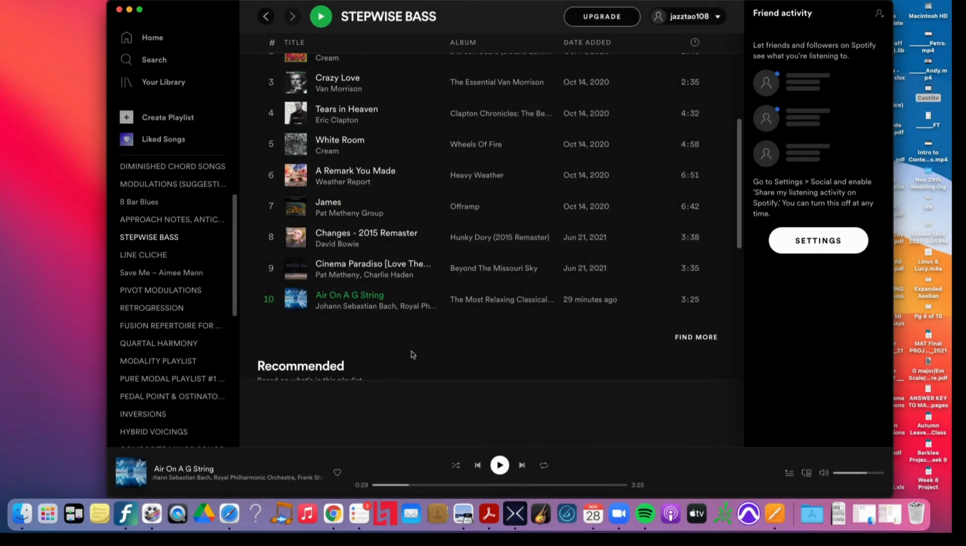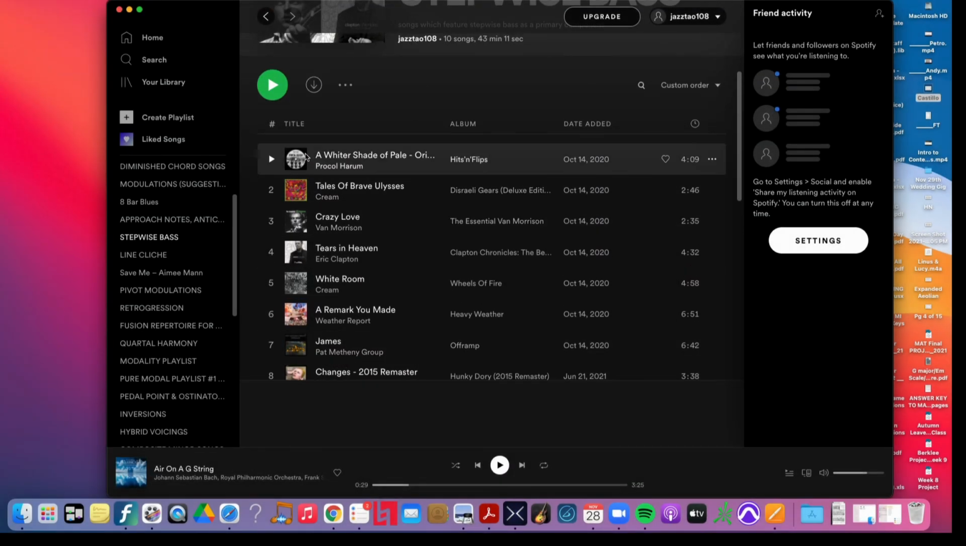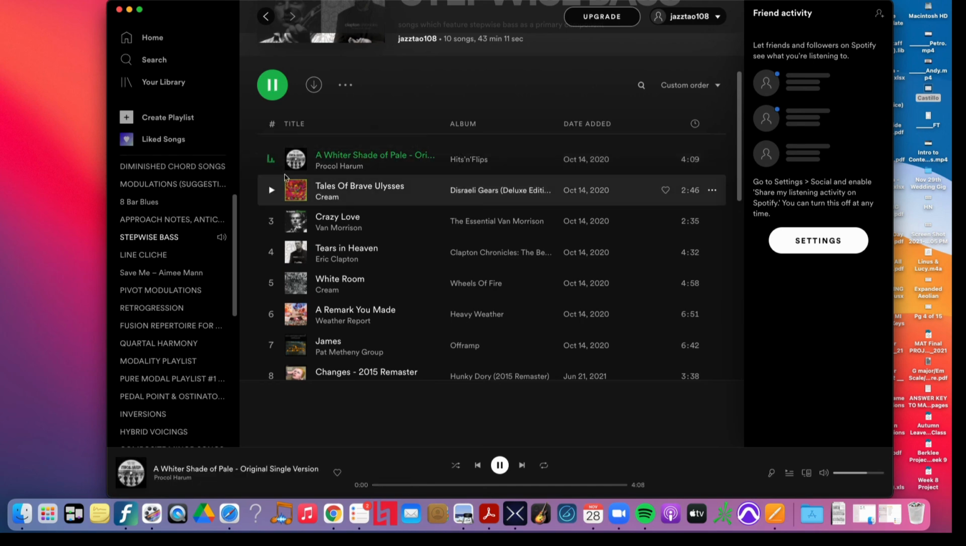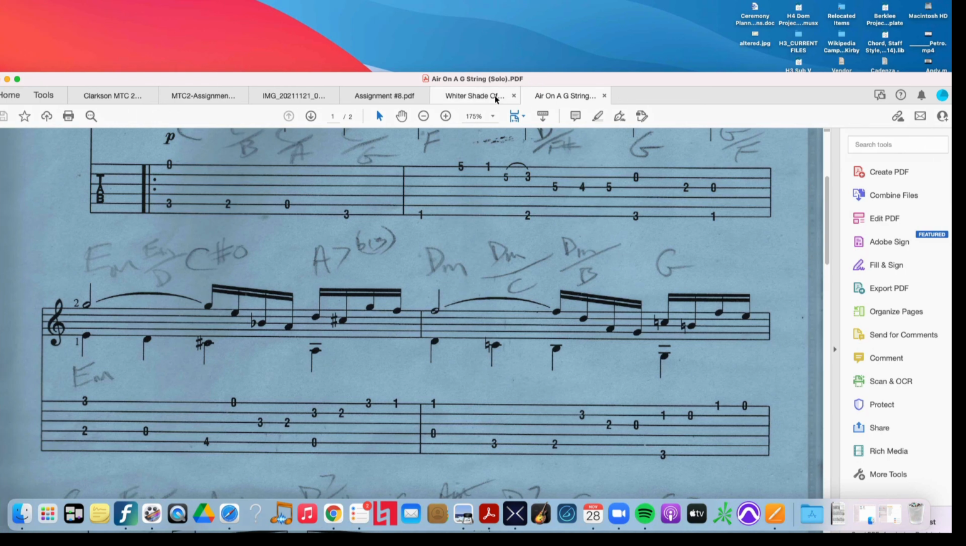So you can hear the power of that stepwise bass. Here's a classic rock song that is very inspired by the music of Bach, based on the music of Bach, with a very powerful stepwise bass created by using inversions.